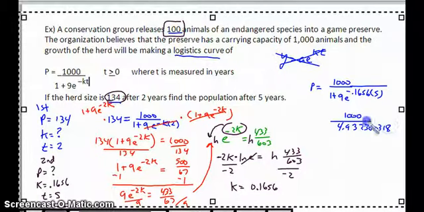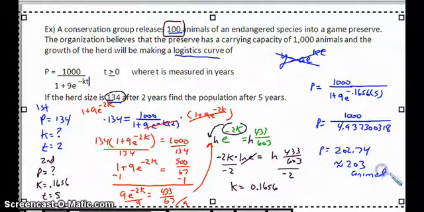4.9323000318. And again, I want to keep that whole entire decimal in my calculator. So I would again pause the video, make sure that you can get that correctly entered into your calculator. And then we would find that our answer would be 202.74, so because it's the number of animals, we would say it's about 203 animals after 5 years.